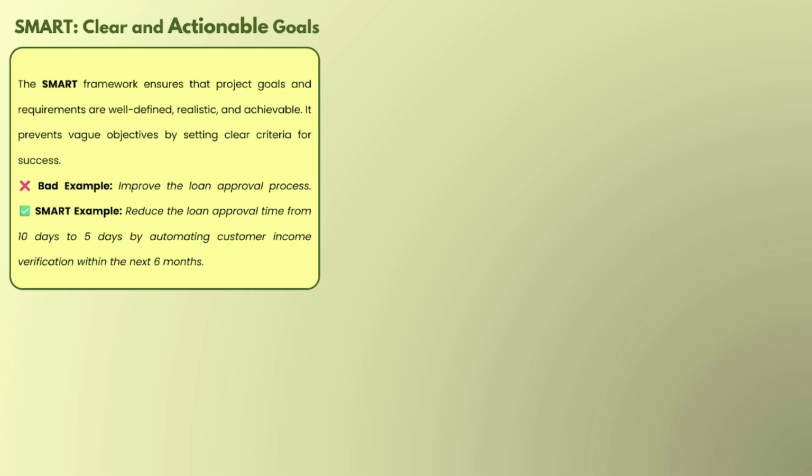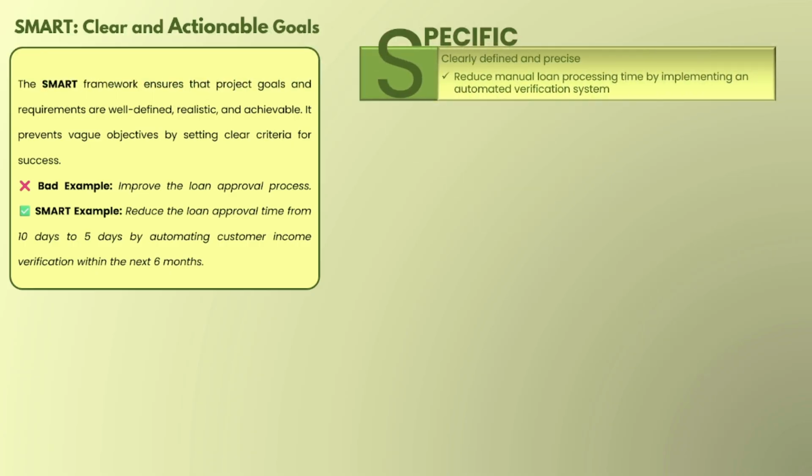Now let's divide SMART into 5 different categories. First is Specific, S: clearly defined and precise. What is specific? It should be something very clearly defined and precise. This is something we can consider with the project goal: reduce manual loan processing time by implementing an automated verification system. This is quite specific, and this is the way we can write the project goal or the requirement.